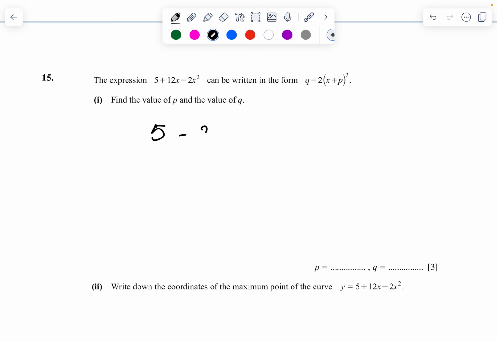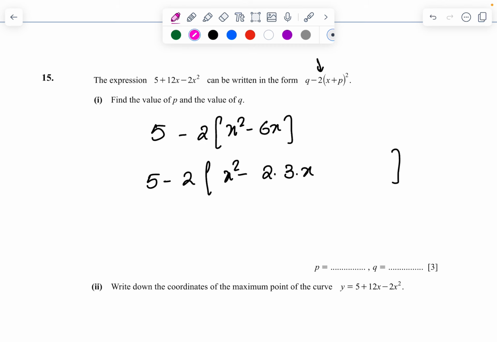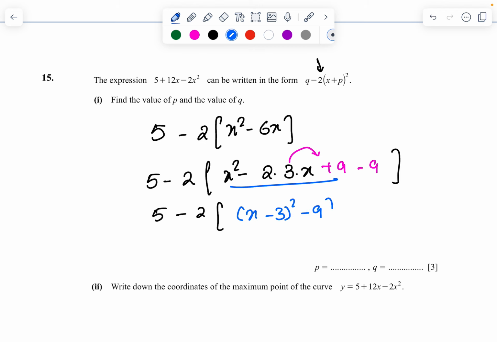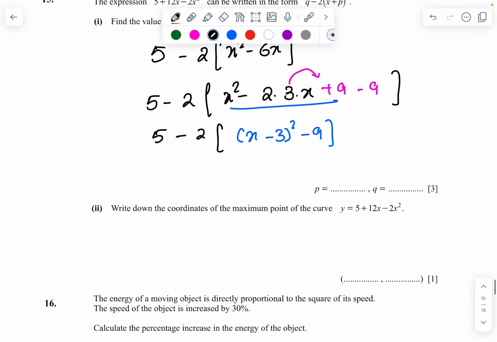So 5, take common, minus 2 common because I want minus 2 common. So it becomes x square minus 6x. So 5 minus 2 times of x square minus 6x, where 6x is 2 times 3 times x. So this is 3. Add 3 square and subtract 3 square. So it becomes 5 minus 2 times of these three terms, which become x minus 3 whole square minus 9. So what do I get from there? 5 minus 2 times of x minus 3 whole square plus 18. So this becomes 23 minus 2 times of x minus 3 whole square.